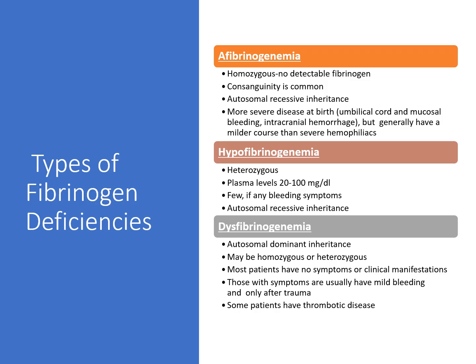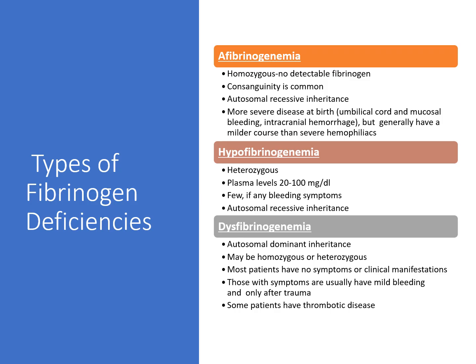Hypofibrinogenemia is usually a pattern of inheritance that is heterozygous, so you have some normal fibrinogen and the other half of your fibrinogen is abnormal or missing. Plasma levels are usually 20 to 100 milligrams per deciliter for patients with hypofibrinogenemia. Usually there aren't very many bleeding symptoms because, again, we only need a smaller amount than usual for proper clotting, and it's an autosomal recessive inheritance.